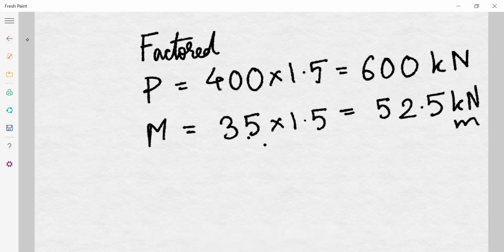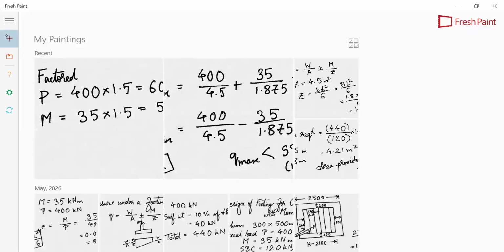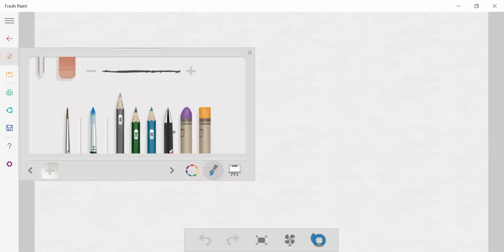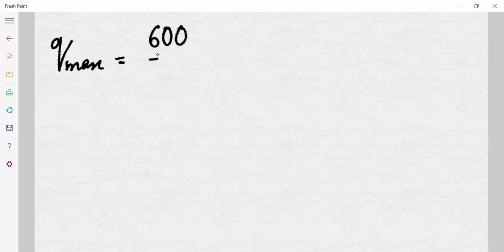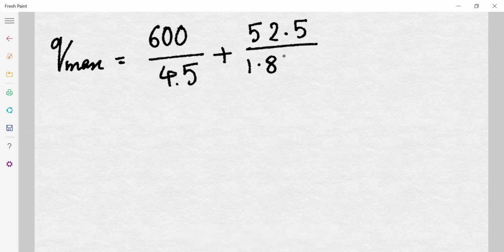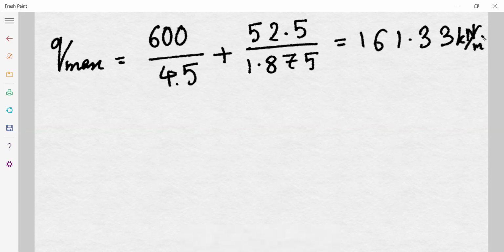Now, using this, we update the pressure values. So Qmax will be 600 by area, which is 4.5, plus 52.5 by 1.875, which is equal to 161.33 kilonewton per meter square.